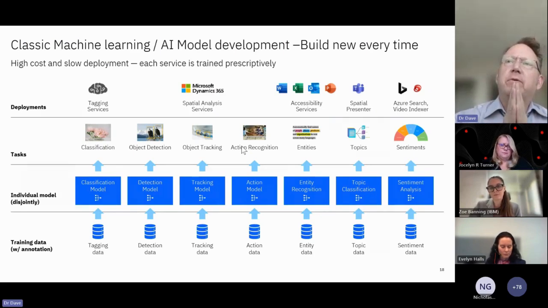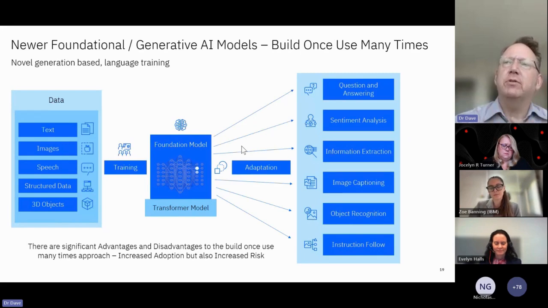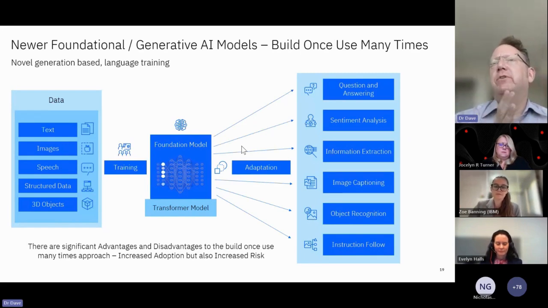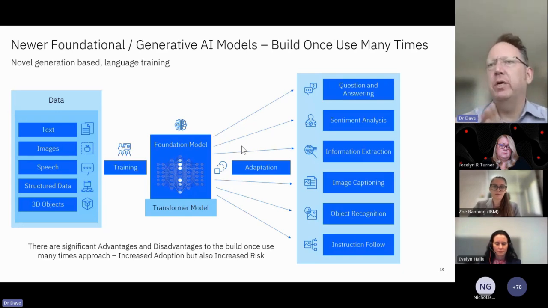Well, with this idea of the foundation model, everyone talks about generative AI, but to me, the really interesting part of this evolution of AI over the last 3 or 4 years is this concept of the foundation model. You have this idea of a build once, use many times approach, right? You can build these really big models. Again, it came from a paper in 2018. Because these models are really big and based on a lot of data, they can do a lot of different things. So build once, use many times.